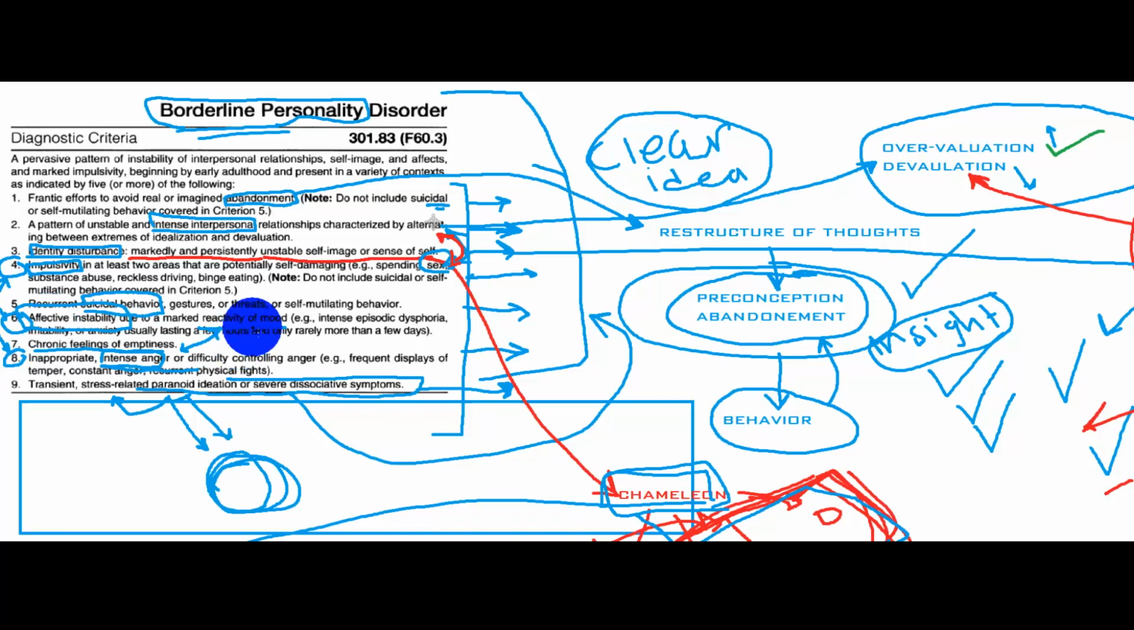The affective instability, the reactive mood, intense episodic dysphoria, instability usually lasting hours and only rarely more than a few days. This is because they want to differentiate between you and bipolar. In bipolar, the range of days is more. It's not just a few hours or rarely a few days. No, in bipolar it goes more than a few days until you change your mood. So they added this so they can differentiate between you and other conditions.